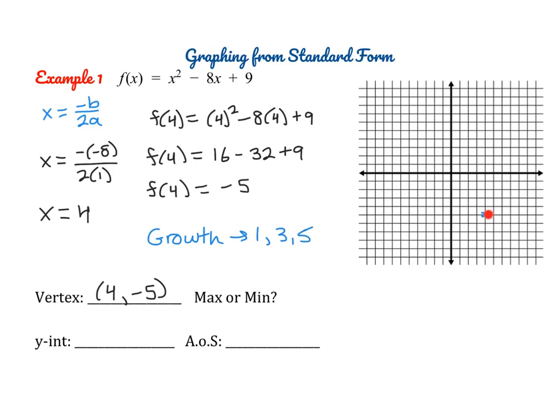The way we use it, again, we start at our vertex, we go up 1 over 1. It's always going to be over 1. Then from that point we go up 3 over 1, and then from that point we go up 5 over 1. Then we can simply reflect those points onto the other side of our graph: up 1 over 1, up 3 over 1, up 5 over 1. Then we can connect them to make our parabola.